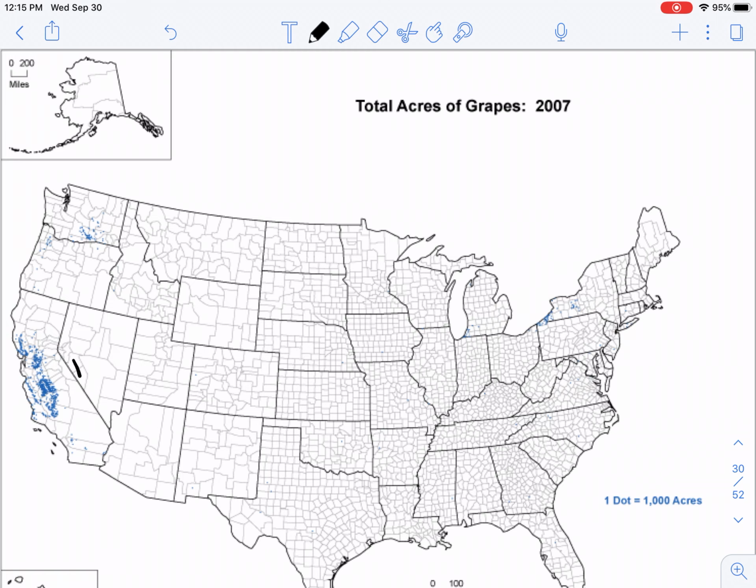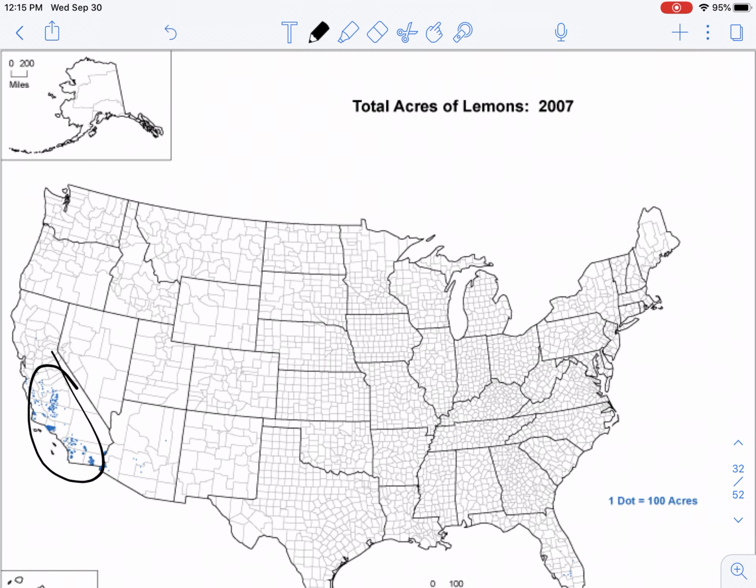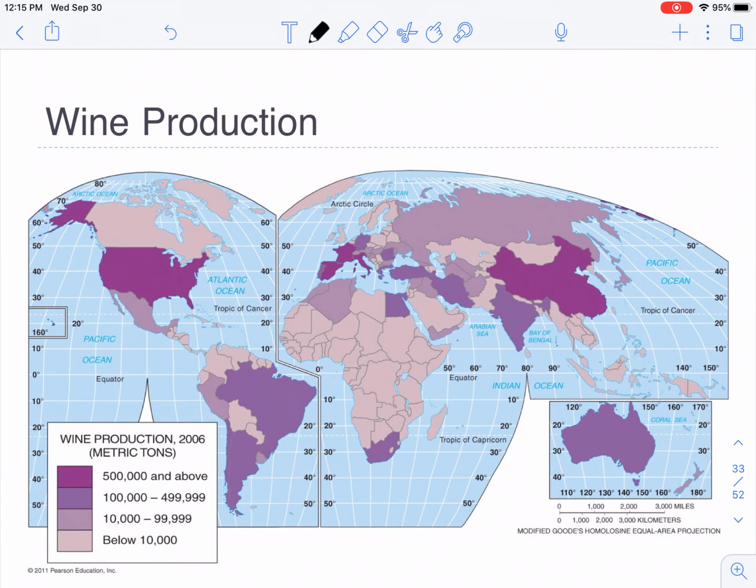When you look at grape production in the United States, you're going to see a recurring theme here: California. When you look at prunes and plum production, California. When you look at lemon production, California. When you look at wine production, it says the United States, but the largest amount of wine is produced in California. You also have a bit of wine production occurring in this part of the world, over here, here, and of course in the Mediterranean region. And what we're really looking at is right around that 40-degree latitude seems to be the magic latitude where the Mediterranean crops grow well.